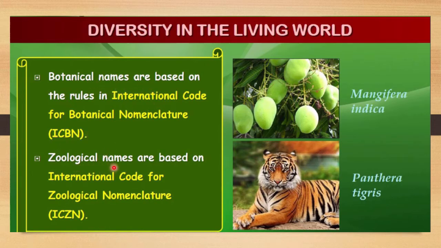And the next organism type is zoological organisms, which include a zoological name. And if you are going to give the zoological name of an animal, then you have to follow this nomenclature system, that is ICZN, the International Code for Zoological Nomenclature. So remember these two terms: what is the ICBN and what is the ICZN? So here two examples are given. This is a mango. The scientific name for the mango is Mangifera indica, and here you can see this is a tiger. The scientific name for a tiger is Panthera tigris. You have to remember these two names also.